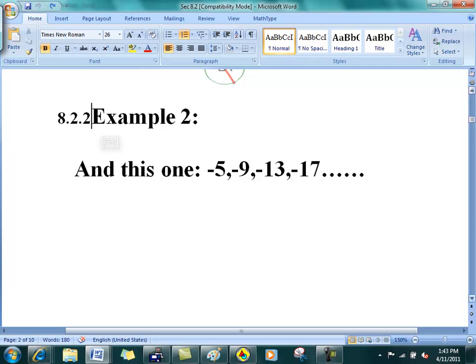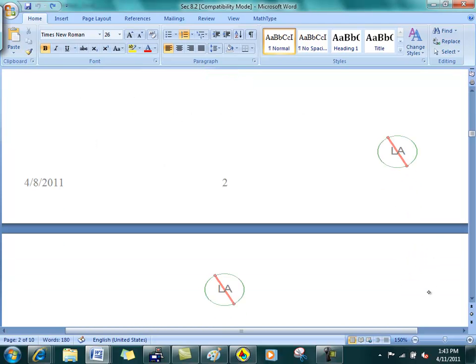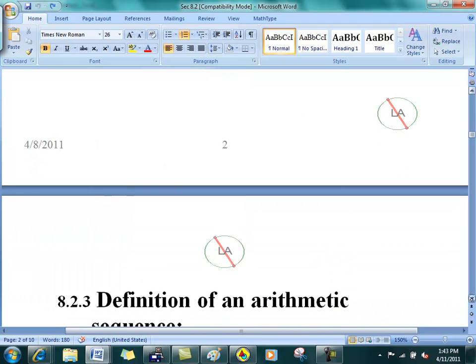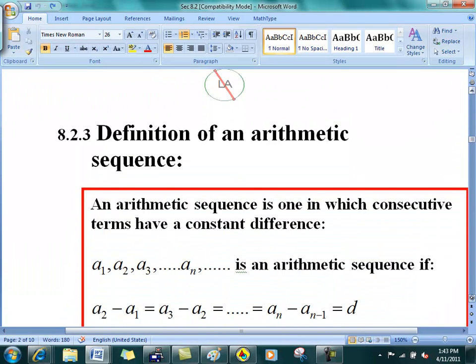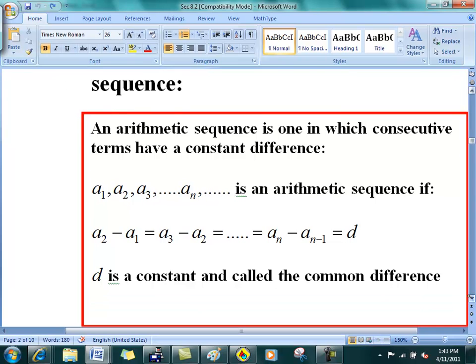What about this one? Difference of -4, really, when you think about it. -9 minus 5 is -4. So again, in both cases, the difference between 2 consecutive terms was the same. So here's a formal definition of an arithmetic sequence. The 2 examples that I just showed you are examples of an arithmetic sequence. So here's a formal definition of it.